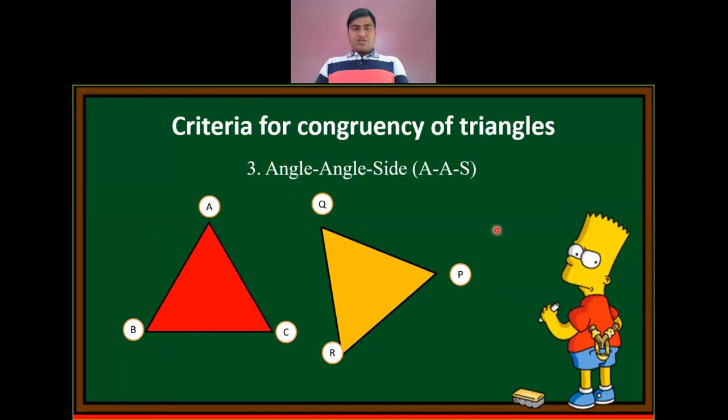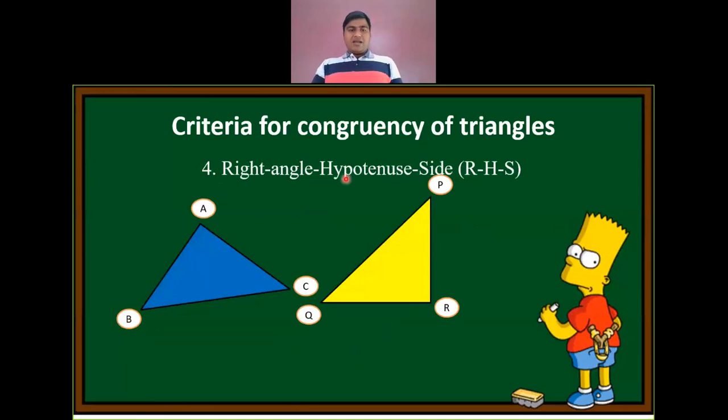Next, congruency criteria number 4: right angle, hypotenuse, side. There are two triangles given. Both triangles must be right angle triangles. So here angle A and angle R are the right angles. In a right angle triangle, which one is the hypotenuse? The side opposite to the right angle is called the hypotenuse. So here BC is the hypotenuse of triangle ABC and PQ is the hypotenuse of the right angle triangle PQR.